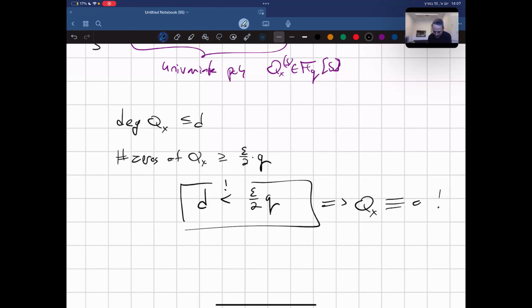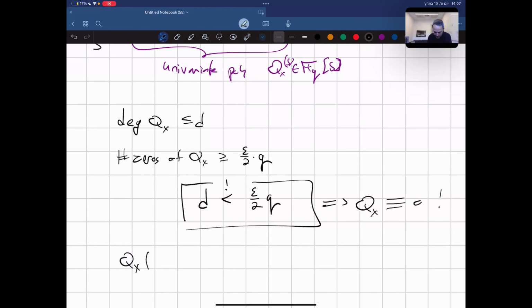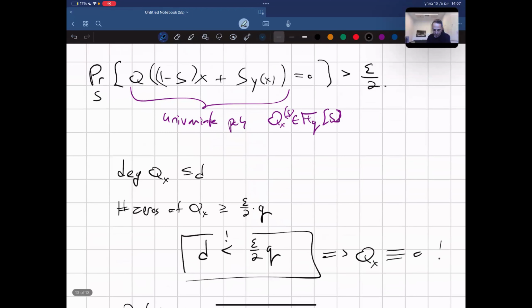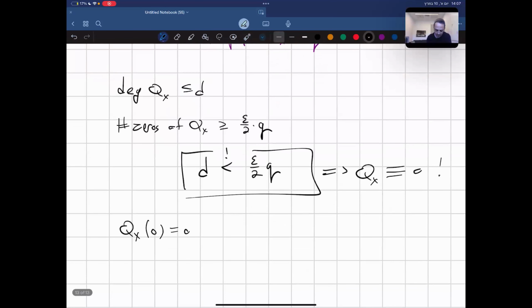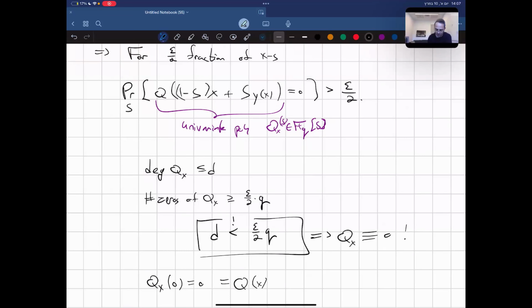And that's great because this means, in particular, that Q sub x of 0 is 0. I mean, the entire polynomial is 0. But Q sub x of 0 is Q of x, without the subscript, just Q of x, right? From here.